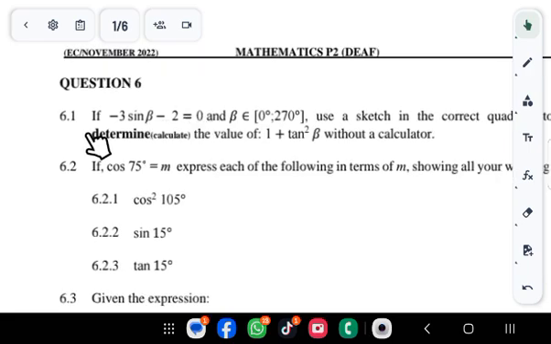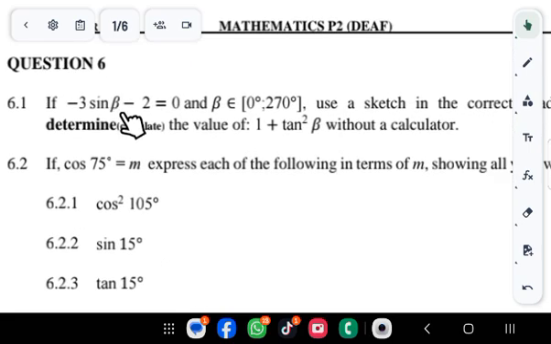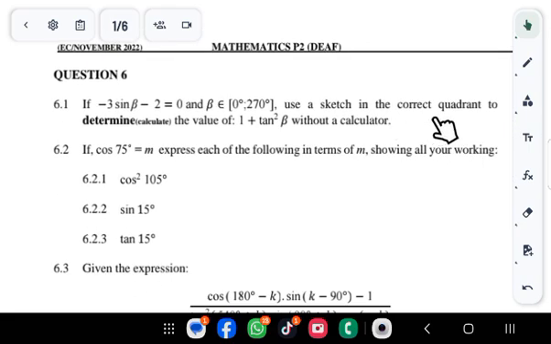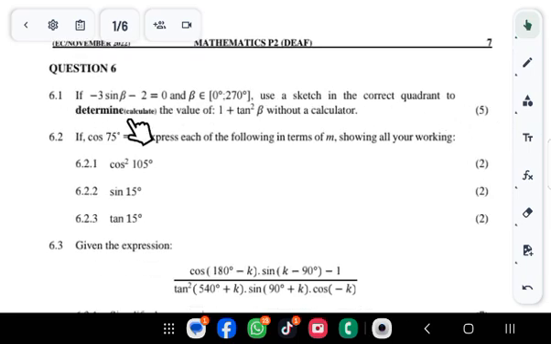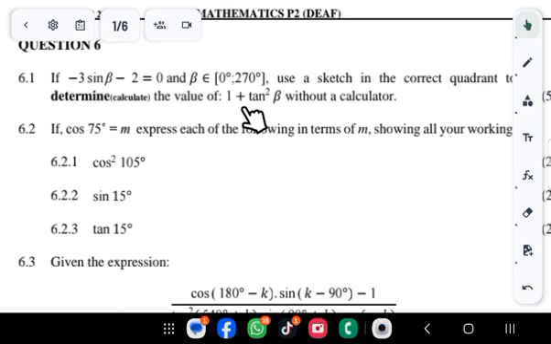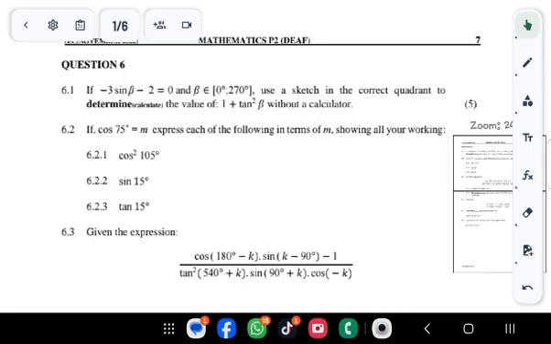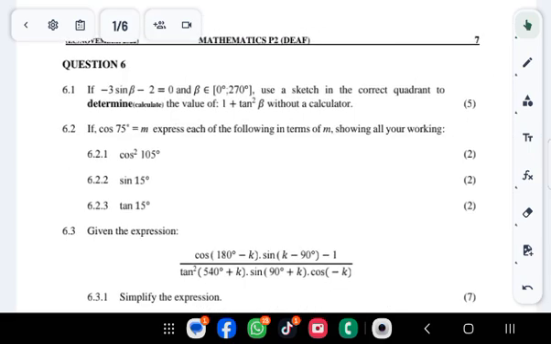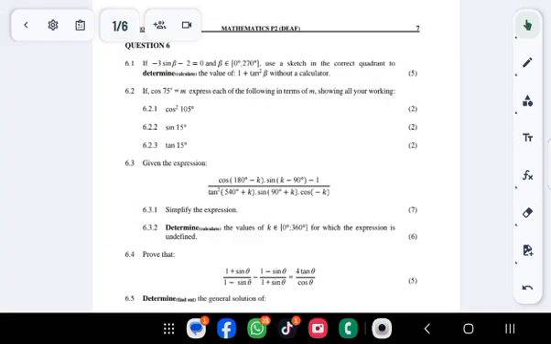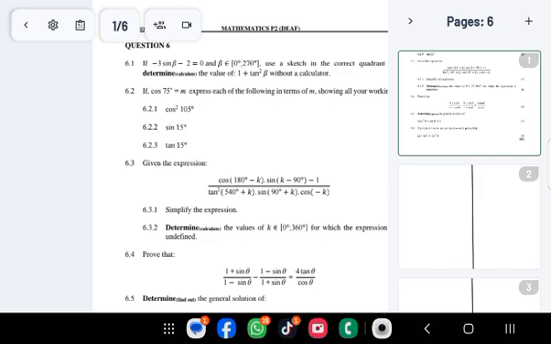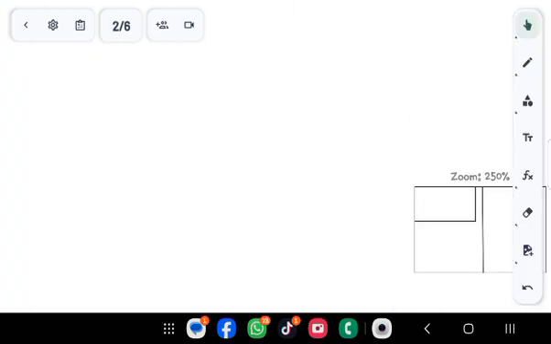Question 6 goes, 6.1: if negative 3 sine beta minus 2 equals 0 and beta is an element between 0 and 270 degrees, use a sketch in the correct quadrant to determine the value of 1 plus tan squared beta without using a calculator. Now, whenever they tell you not to use a calculator, that means you'll be dealing with special angles, and those special angles will make it possible for you to calculate all of this without a calculator.